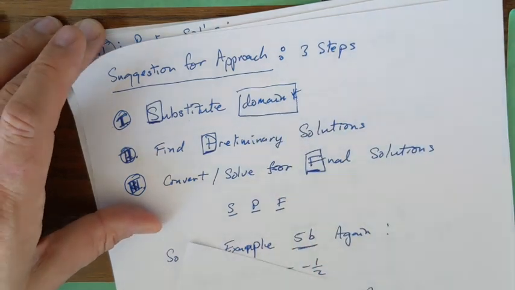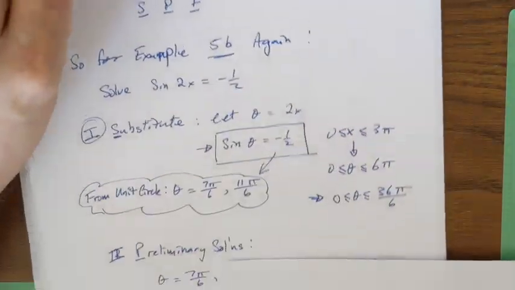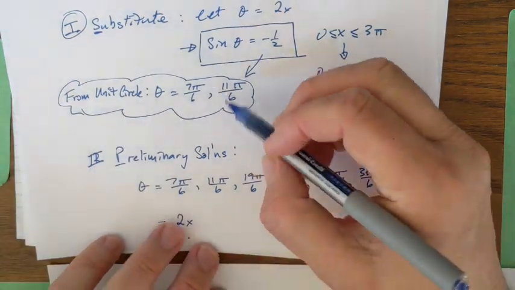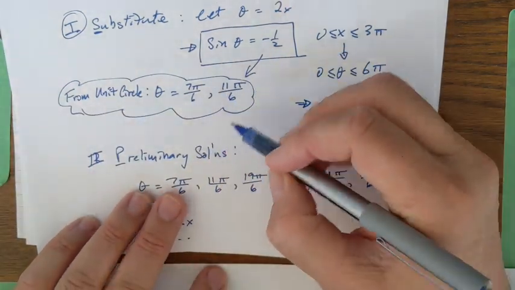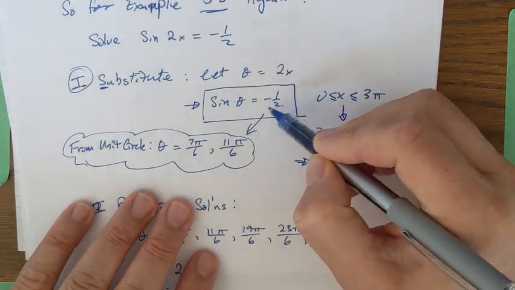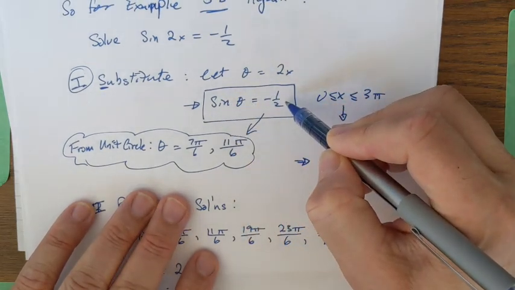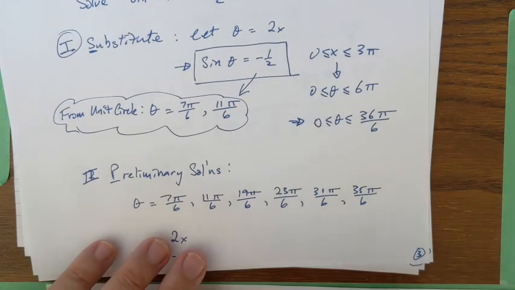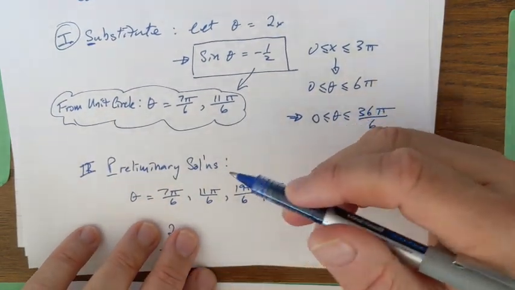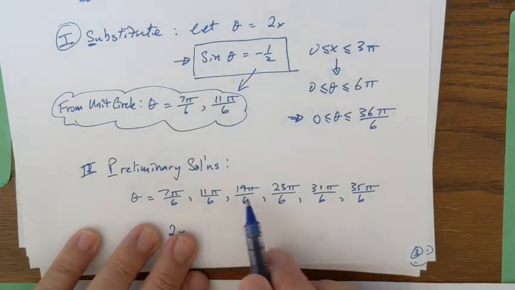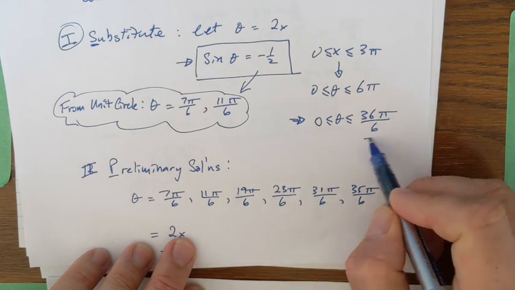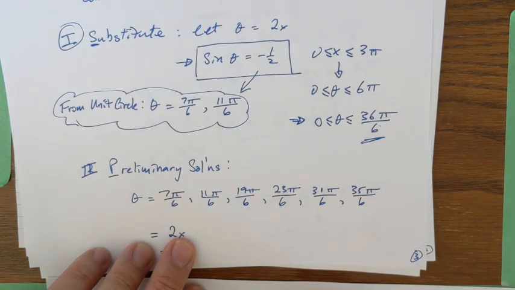Step number 2, I'm going to get my preliminary solutions. So my preliminary solutions are, again, the same approach that we said before, but I'm starting from here, and I'm saying, okay, sine of theta is equal to -1/2. Here's my first solutions. Just as before, I know that the period of sine is 2 pi, so I'm going to add 2 pi onto those until I get to here. I can't go any further than that because that's it.